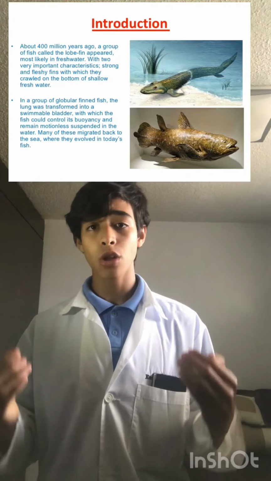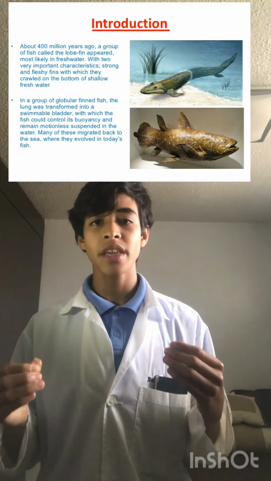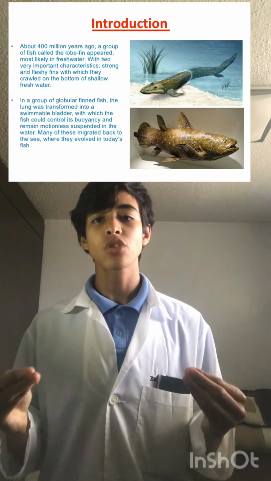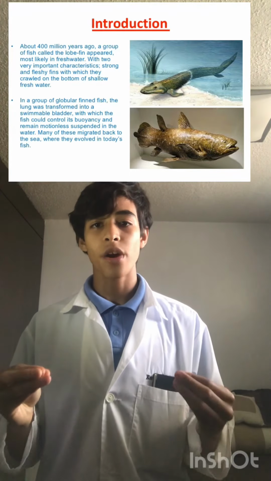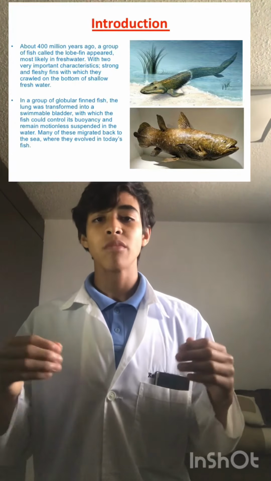In this group of lobe-finned fish, the lung was transformed into a swim bladder, with which the fish could control its buoyancy and remain motionless, suspended in the water. Some migrated back to the sea and evolved into today's fish. And next, I will be talking about the incredible evolution history of the cartilaginous fish.